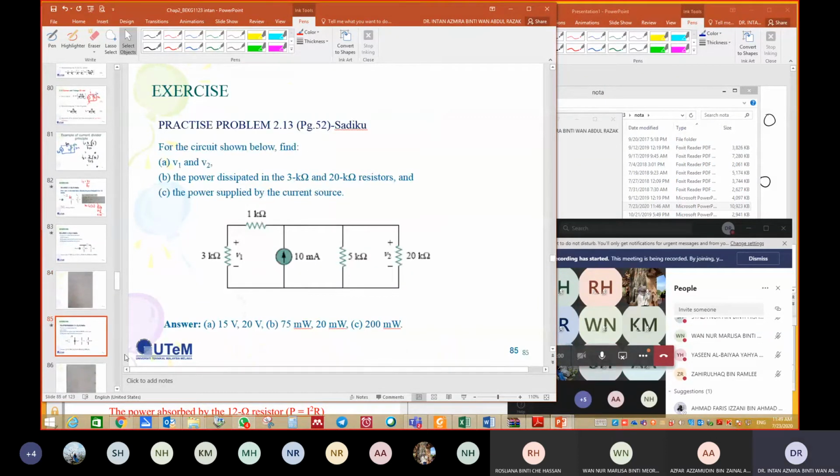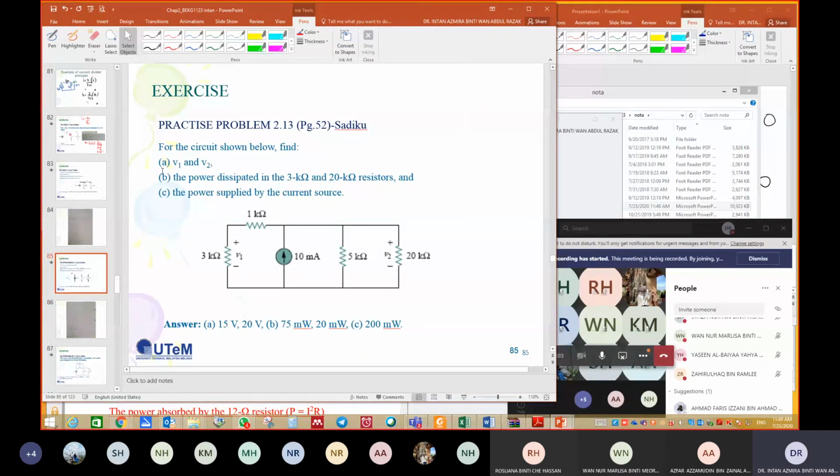And then how about this? The solution is provided. Find V1 and V2. This is a parallel circuit and we have a current source. So we can find V1 by finding the current that flows through here first, by using the current divider principle. Same goes for V2. The power dissipated in the 3K and 20K: after we get the current, we can find the power because power is equal to I squared R.